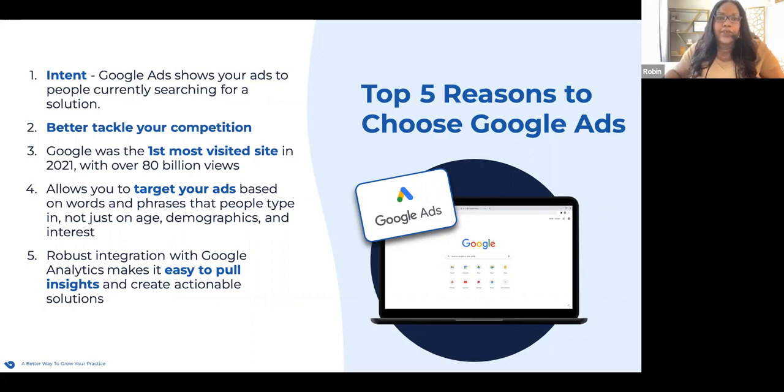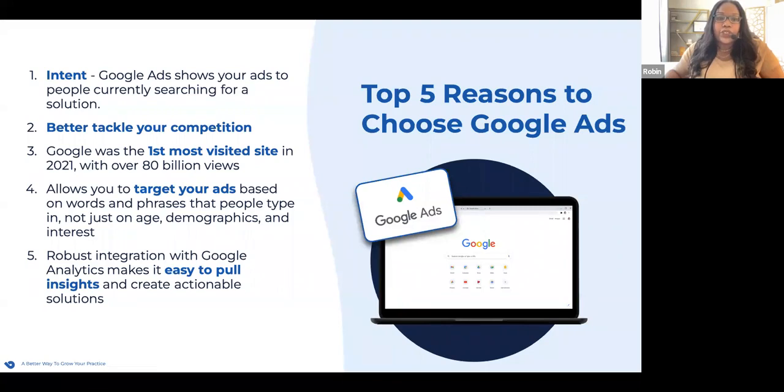The third one is Google is the most visited site in 2021. Like I said, they have between 90 and 95% market share when it comes to online searching. So Google is the first place people go to when they want to find a solution or get an answer or just browse the internet.